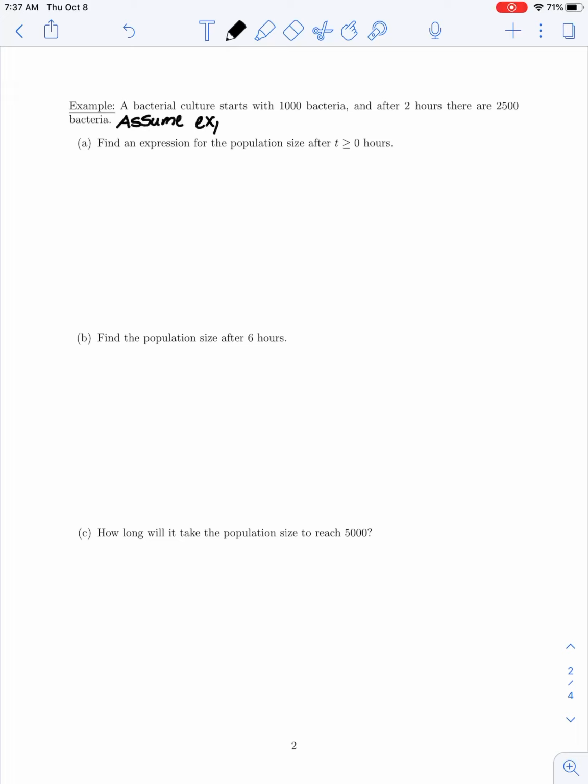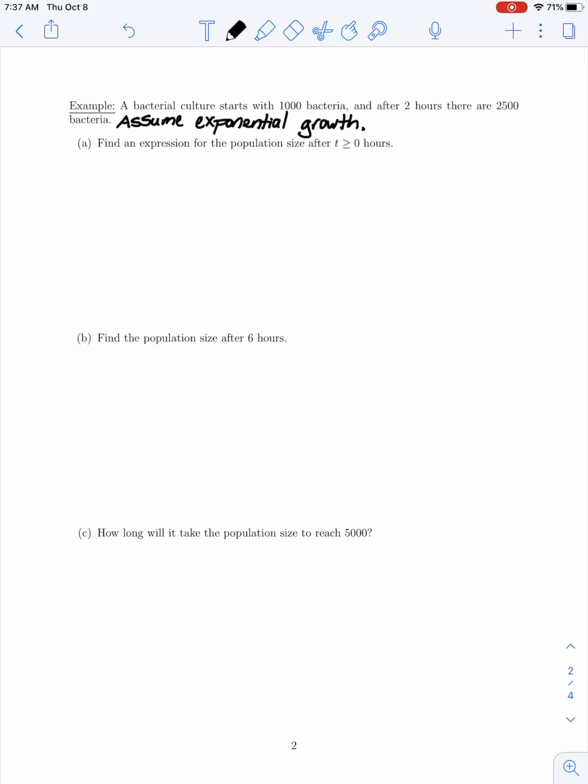Assume exponential growth. For most problems involving the growth of bacteria over a period of just a few hours, the exponential growth model is a reasonable assumption because we're not predicting future populations over a long period of time. If we're looking at only a period of a few hours, then this exponential growth model is not so bad.